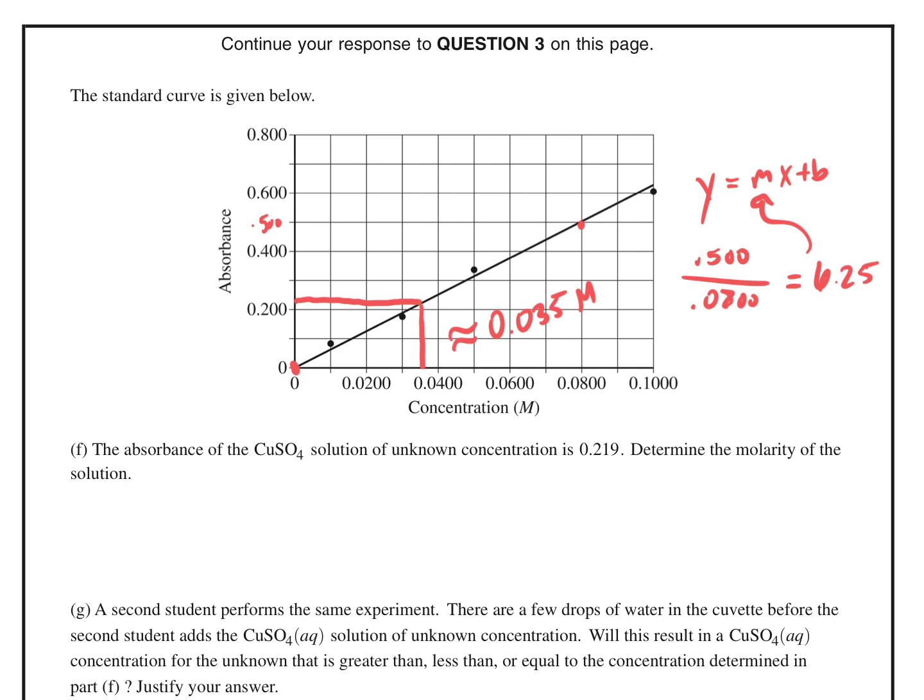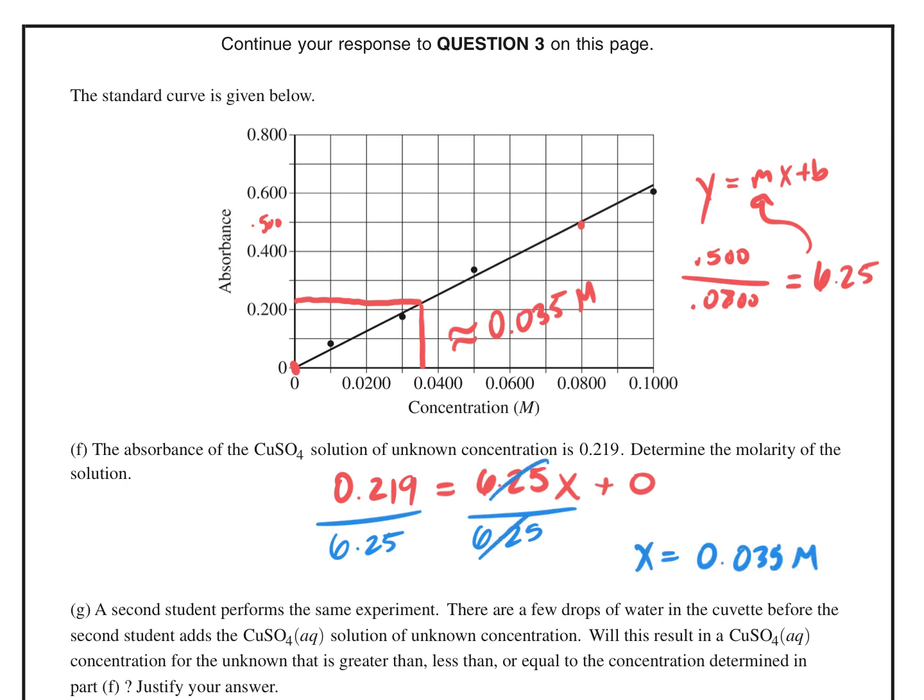That's my m. Now I use y equals mx plus b to figure out the exact concentration, where the concentration would be my variable for x. I input 0.219 for y, and the y-intercept is 0, so just 0 for b, and I simply solve for x. And if I do, you'll find that the actual concentration is 0.035 molar, which is exactly the same as what I estimated using the graph as my guide.